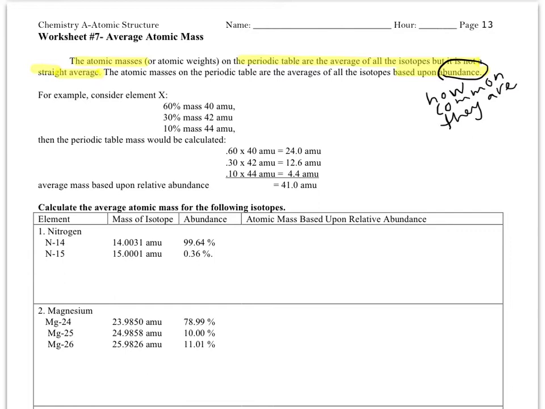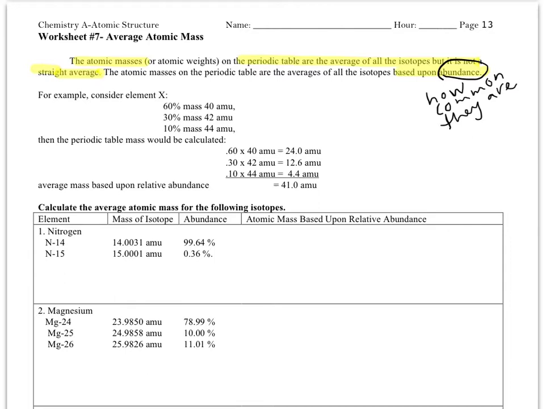So we really need two pieces of information about each version of the element, each isotope. We need its percent abundance, so of all the atoms of that element, how many of them are that version, that isotope, and we also need the mass of that isotope.